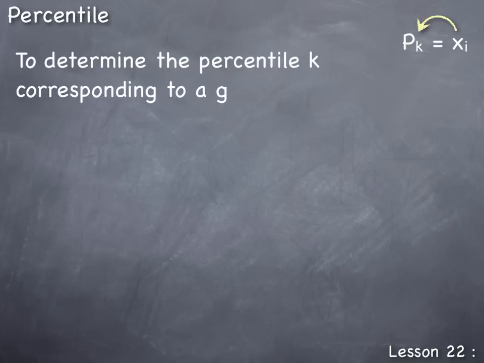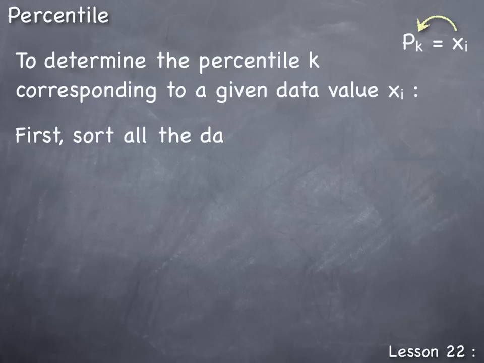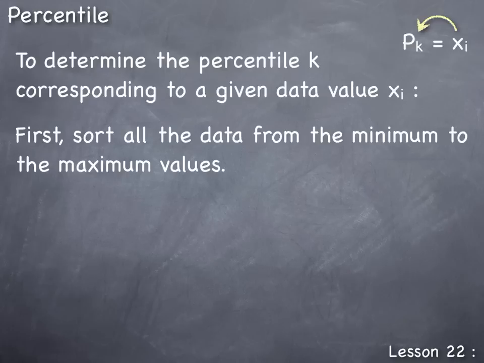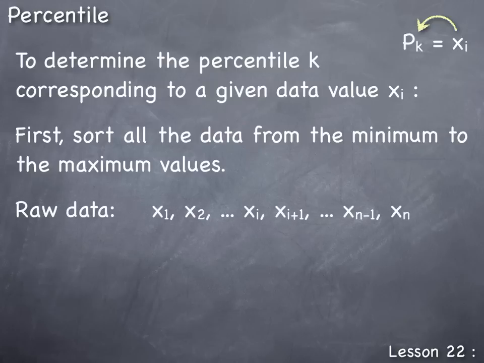To determine the percentile k corresponding to a given data value x sub i, first we need to sort all of the data from the minimum to the maximum data values. Because percentiles are measuring position by indicating what percentage of the data is less than a particular data value, we need to sort all the data in order to know which values are less than and which values are greater than.